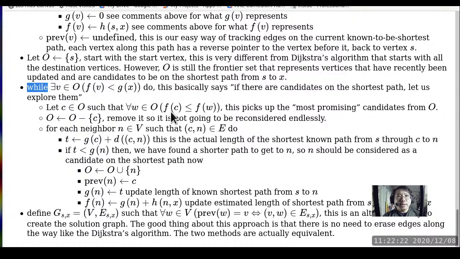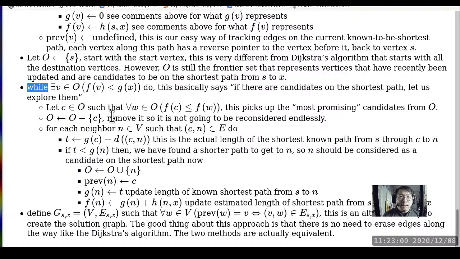So once we understand it is just an estimate, we just want the one that looks the most promising, which is the one that has the smallest value. That's why when we choose the C in O, we basically say everything else in O should have an F value greater than or equal to the F value of whatever we are choosing. It's also important to understand that we're using less than or equal to and not just less than, because they can all have the same value if that situation happens.